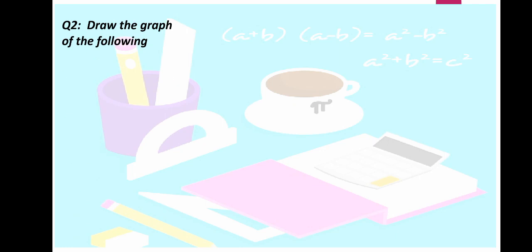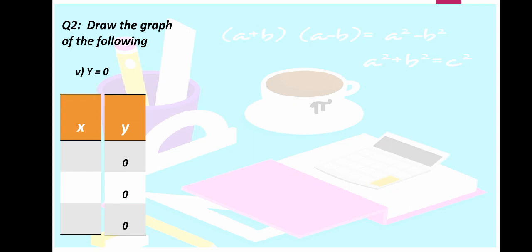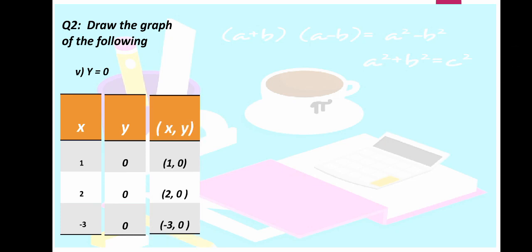Question number 2, part 5, y equals 0. So here the value of y is constant. So the value of y is 0, 0 and 0. For the x values, take random values 1, 2 and -3. We will make the ordered pairs.